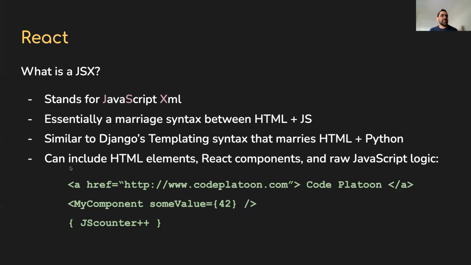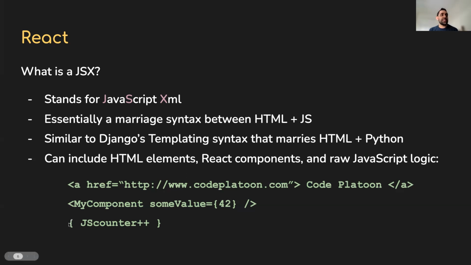So again, JSX can include normal HTML elements. So the first example here, this is just a standard HTML element that we've seen before. We have an A tag with an href and then some value here. If you want to render a component, as we talked about, same syntax. We use angle bracket, name of the component. So instead of using A, which is an HTML element tag, we use my component, which is going to be something we're going to create and then specify whatever values that we want to specify.